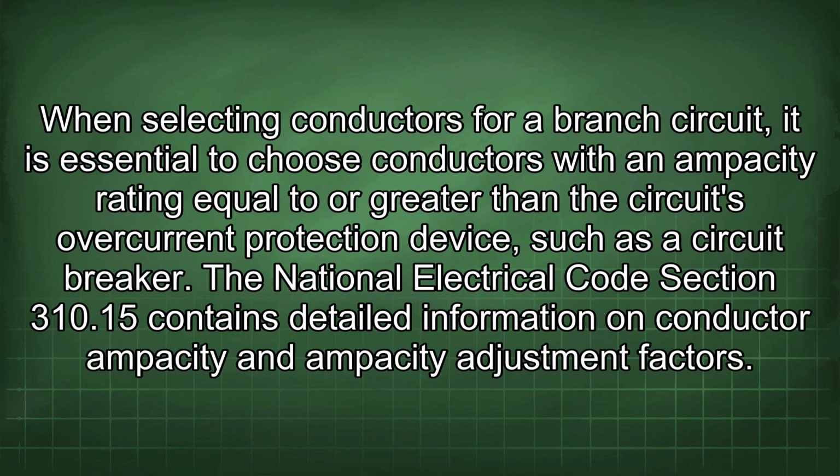When selecting conductors for a branch circuit, it is essential to choose conductors with an ampacity rating equal to or greater than the circuit's overcurrent protection device, such as a circuit breaker. The National Electrical Code Section 310.13 contains detailed information on conductor ampacity and ampacity adjustment factors.